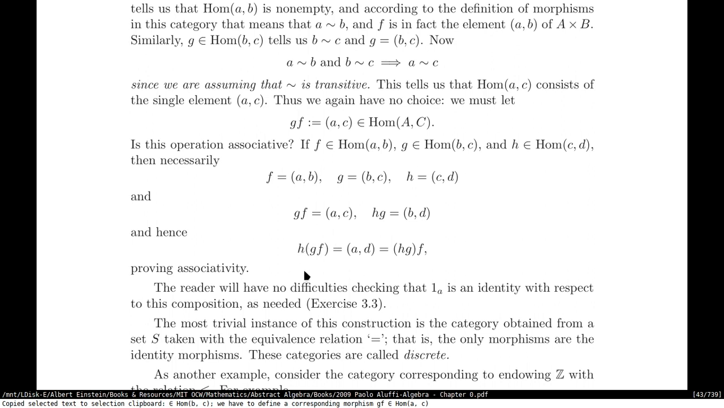So H composed with GF is going to be, what is it going to be? CD composed with AC is going to be AD, right? Similarly, HG composed with F is going to be BD composed with F. F is just AB, so BD composed with AB is again going to be AD. That shows how this law of composition is actually associative. And the last one is actually an exercise about how the identity is unique for the composition. This is also not really that difficult to see.